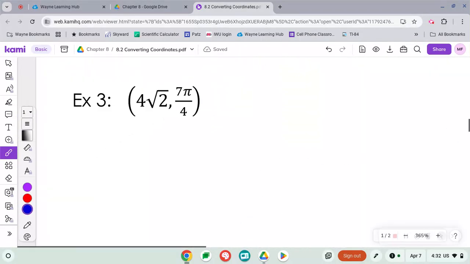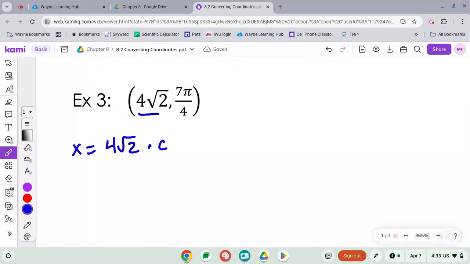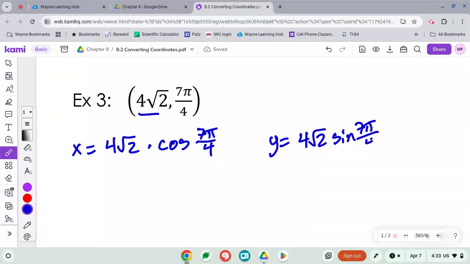All right, as we go, this time the radius is maybe a little more complicated. We look here, it's 4 root 2 times the cosine of 7 pi over 4, and for the y, it's 4 root 2 times the sine of 7 pi over 4. You shouldn't need your calculator for any of these as long as you have your unit circle or you remember the values of both sine and cosine.